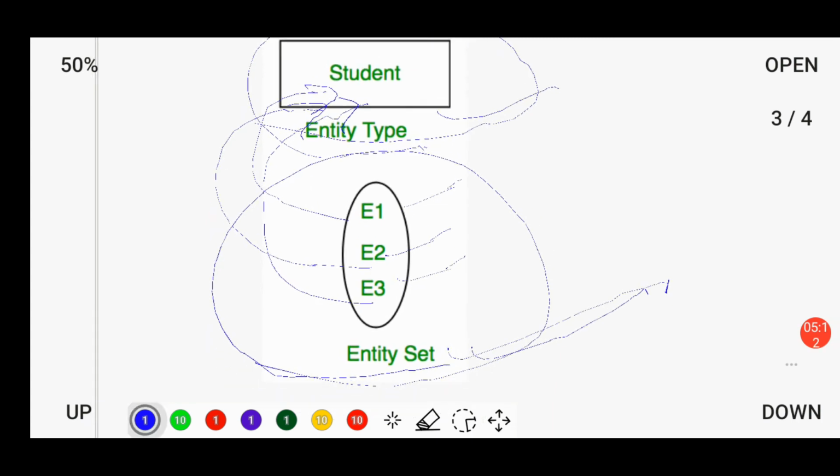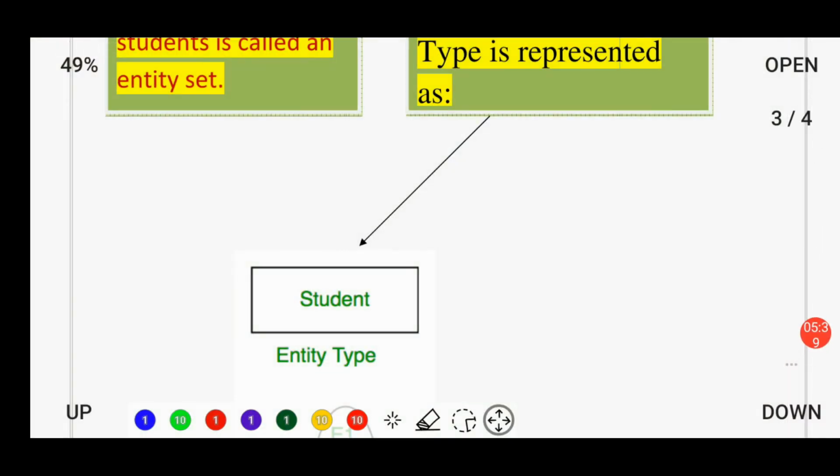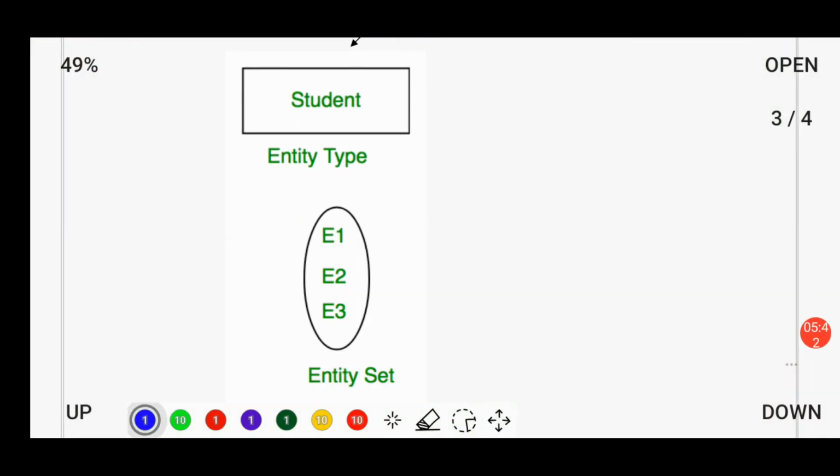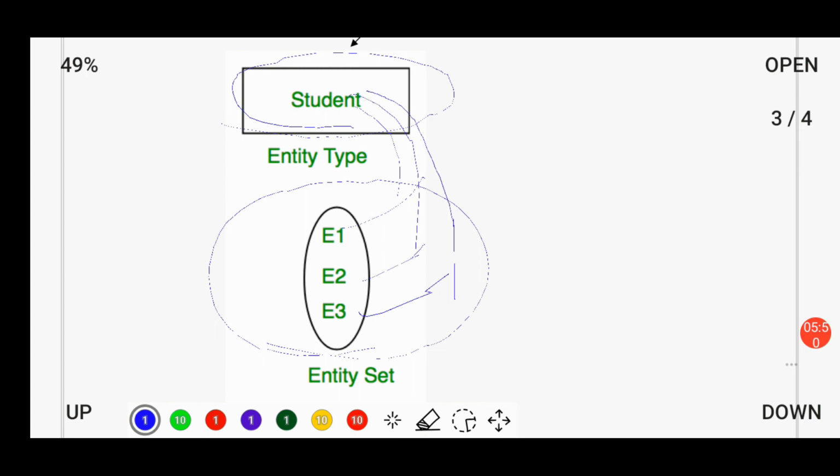So friends, it's very clear. Here we have the entity type student, and we have three entities E1, E2, E3, and their type is student. The group of all these three entities of type student is known as the entity set. So friends, this was all about today's session.